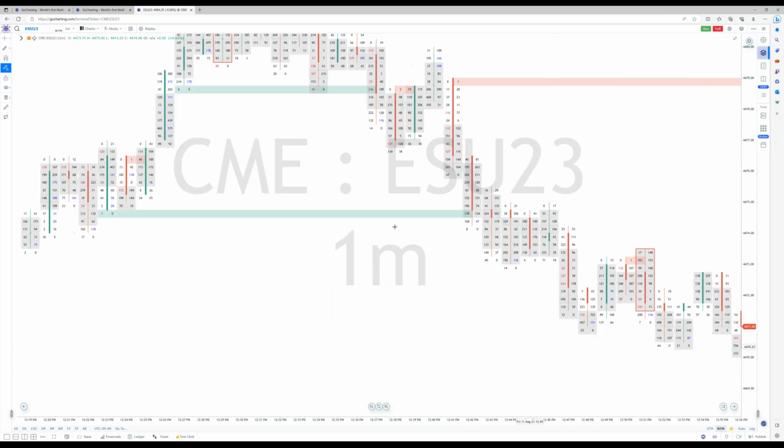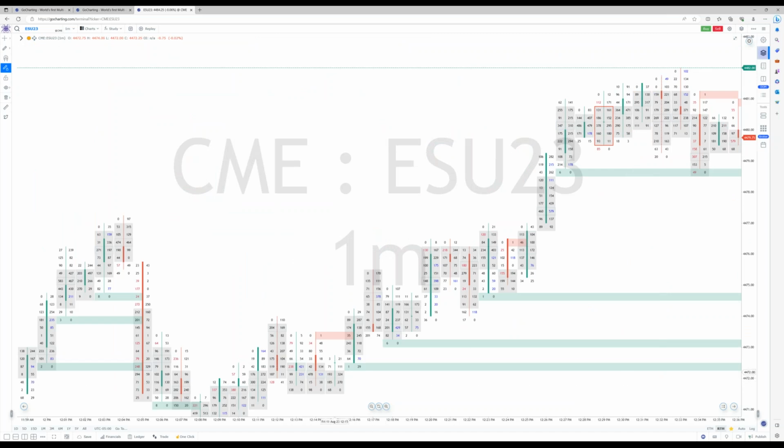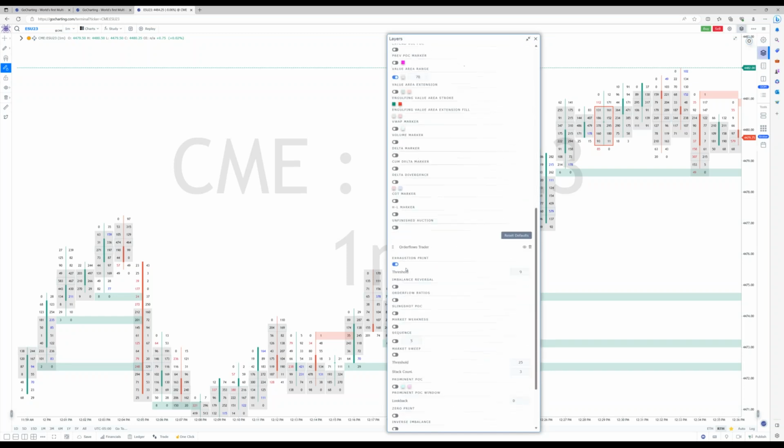So look for these at swing highs or swing lows, or even in moves, to basically tell you that we've got some momentum building, and traders aren't interested in really selling anymore.